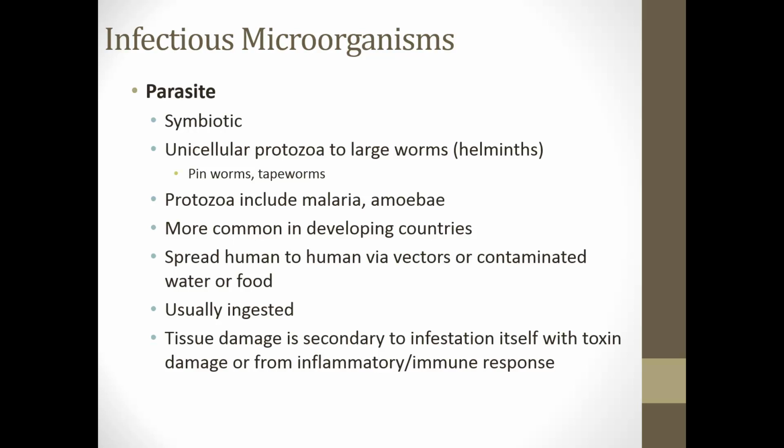And what's interesting here with parasites, again, because it's symbiotic, not only does the parasite proliferate because of it sort of taking over the host, but it also can do a lot of tissue damage. So tissue damage is usually secondary to infestation itself, with the toxin actually causing more of the damage or causing more of an inflammatory response from our immune system than the actual parasite itself. So it's oftentimes the toxins from the parasite that produce more harm than the parasite itself.